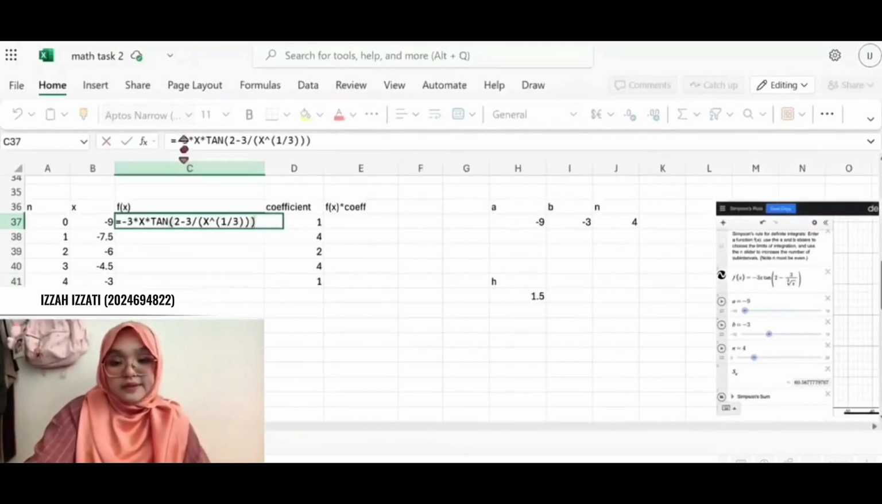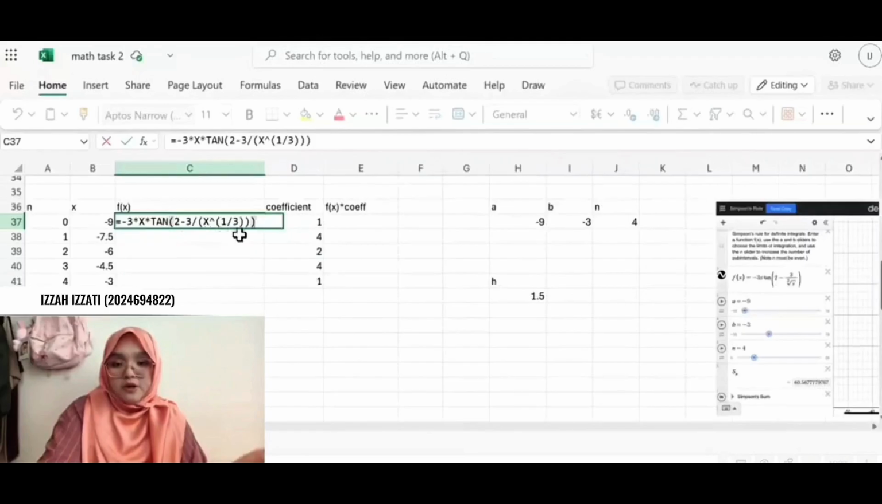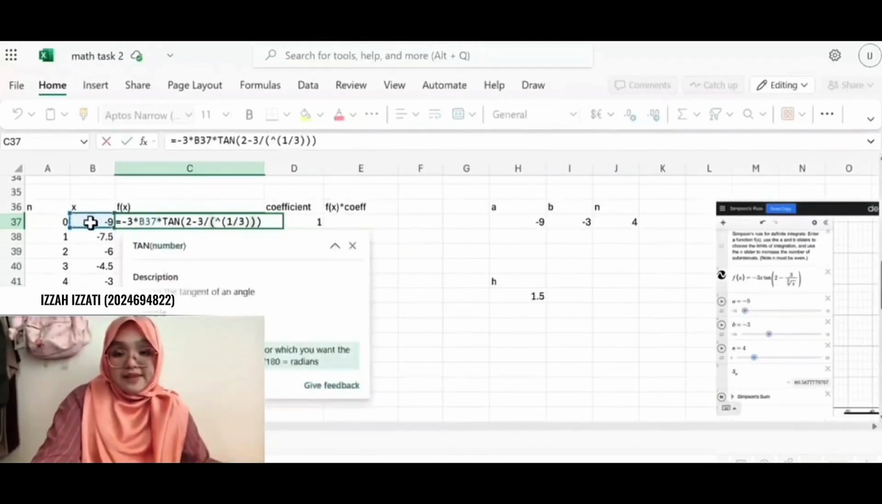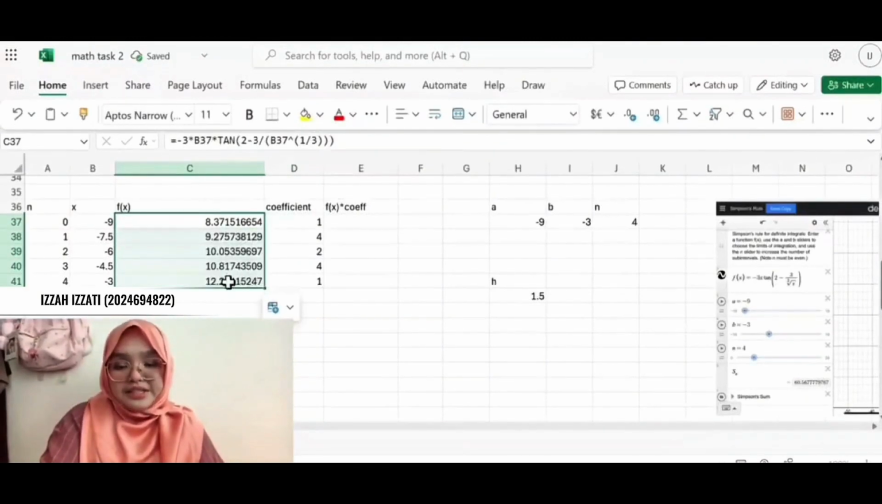And then to get f(x), we have to type in the equation that is given to us, just like up here. Then just substitute the value of x into the formula, and we will get f(x). To get the rest, we just have to click this and drag it all the way down here, and Excel will calculate it automatically for us.